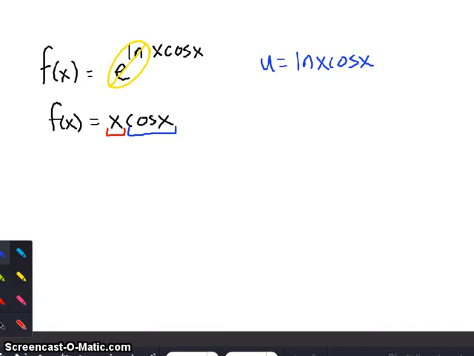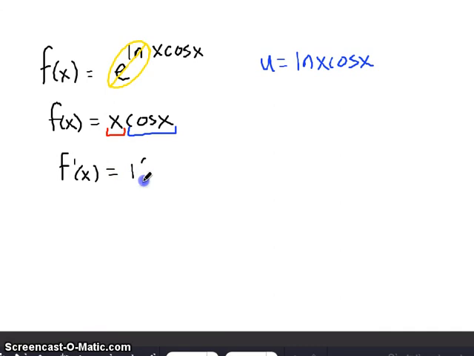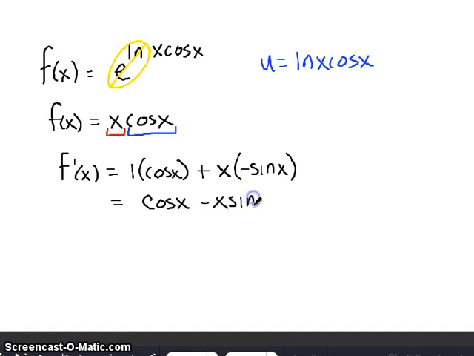So when we go to take our derivative, we would say the derivative of the red one is just 1 times the blue one staying the same, plus the first one, the red one, stays the same, times the derivative of the second one. So we're looking at just cosine x minus x sine x for our answer.